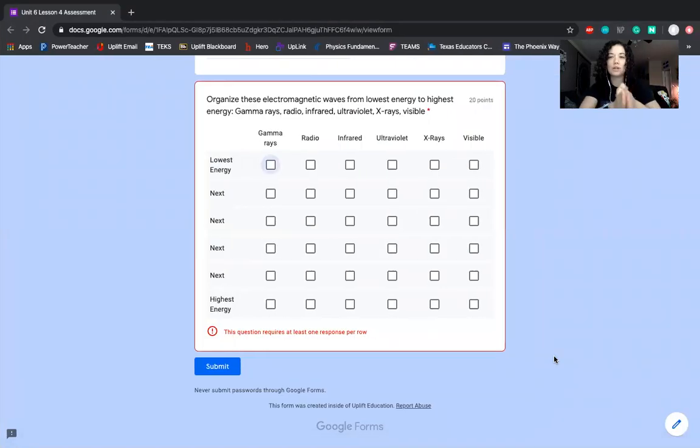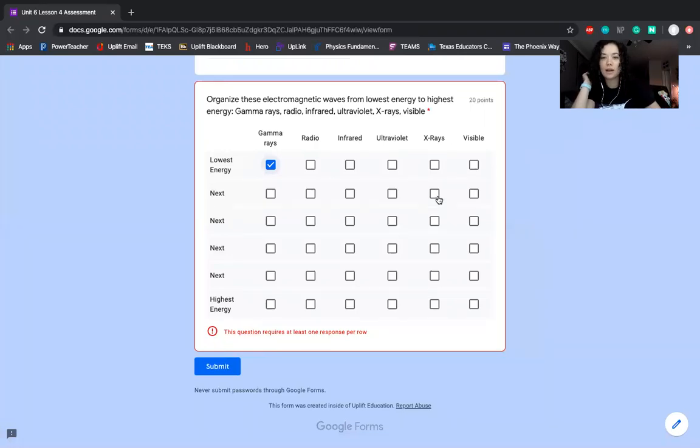So the last question on your assessment for the day, I just kind of wanted to give you an overview because this does look a little different than the questions I normally ask. You are going to organize these electromagnetic waves from lowest energy to highest energy. As an example, if I think gamma rays are the lowest energy, I'm going to click that. Then as we move down to the next row, tell me which of these waves that are left you think has the next level of energy.